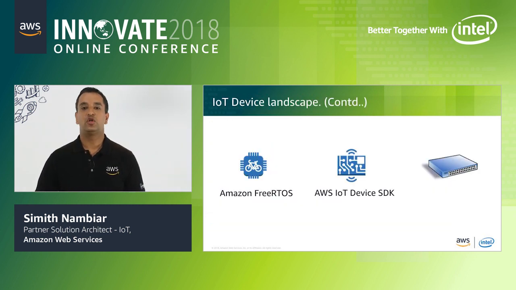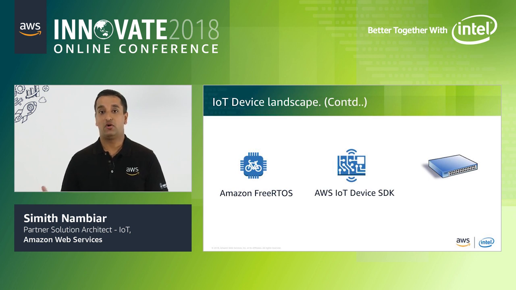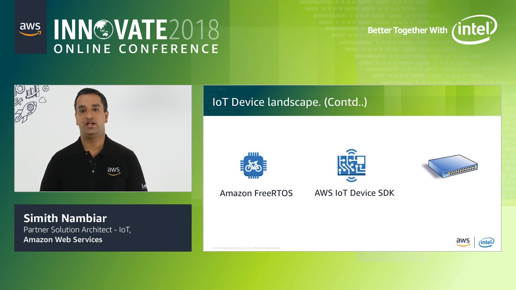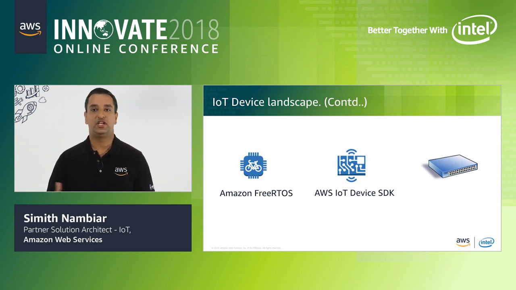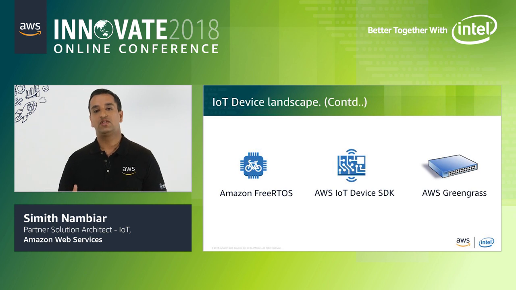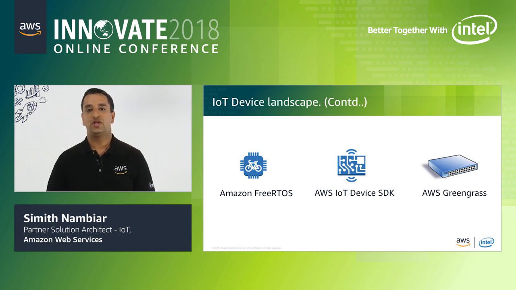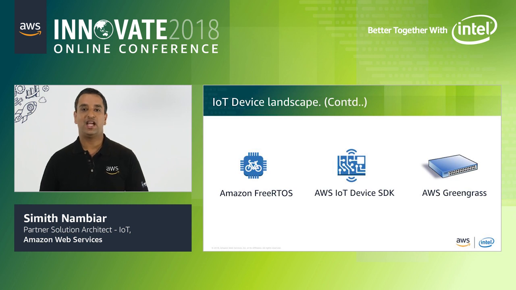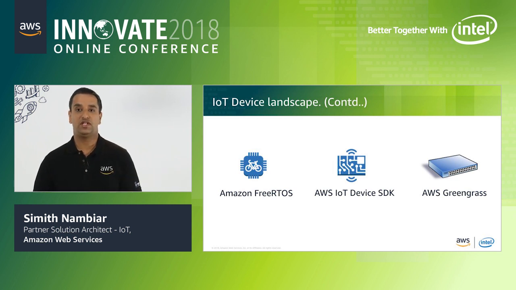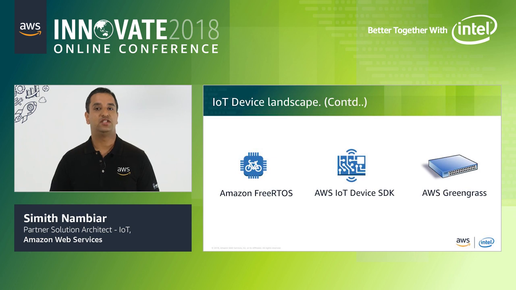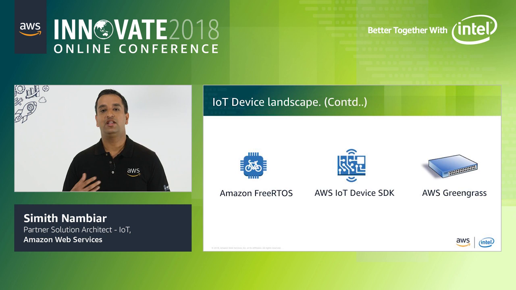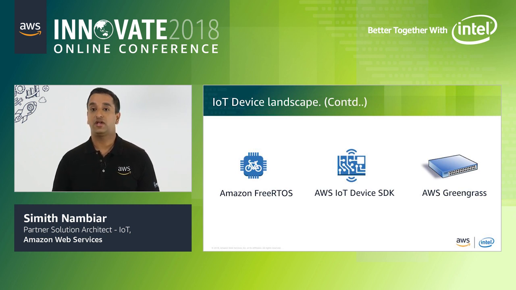Up next, we have those more powerful devices that act as smart home hubs or industrial gateways that require much more functionality than just connecting to the AWS IoT Core to send and receive messages. AWS Greengrass is software that lets you run local compute, messaging, data caching, sync, and machine learning inference capabilities for connected devices in a secure way. With Greengrass, connected devices can run AWS Lambda functions locally, keep device data in sync, and communicate with other devices securely, even when not connected to the internet.